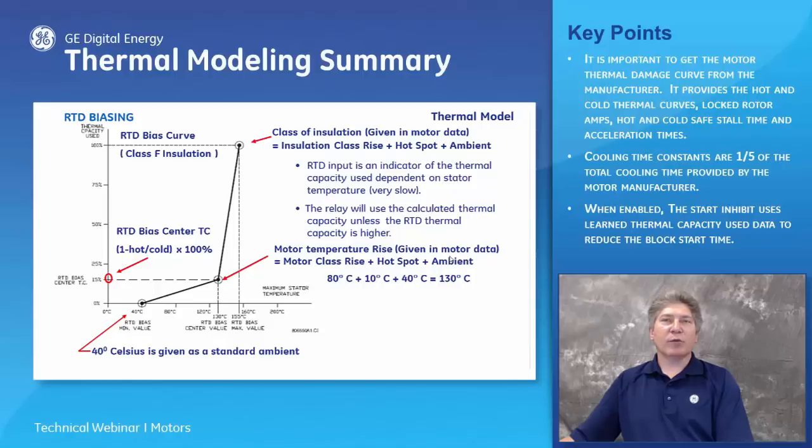So let's review our example. In this example, the class of insulation is F. Maximum temperature is 155 degrees C. There are 4 set points to program. RTD bias maximum value, which is set to 155 degrees C. RTD bias minimum value, 40 degrees C, which is considered a cold motor. And RTD bias center value, which is 130 degrees C. The RTD bias center thermal capacity is calculated by 1 minus the hot over cold times 100%.